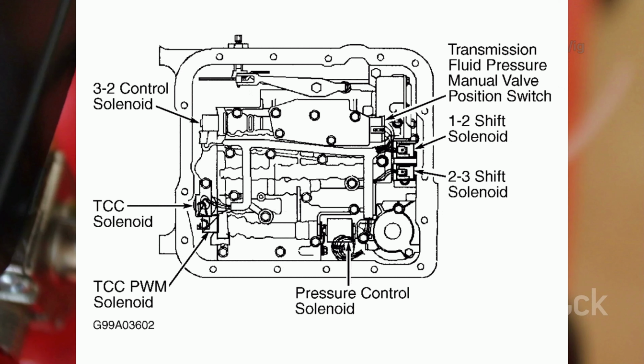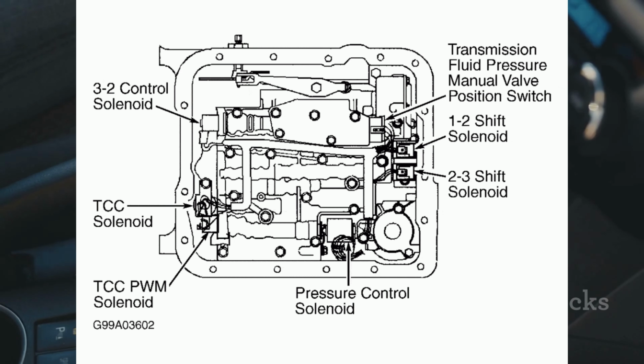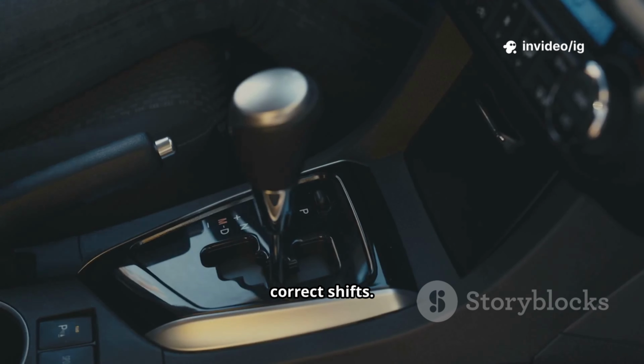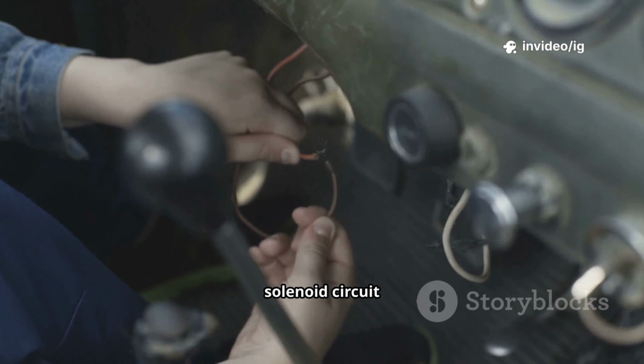Transmission fluid pressure sensor location: mounted on the transmission case near the hydraulic lines. Function: monitors pressure and ensures correct shifts. Wiring and connectors for the solenoid circuit.